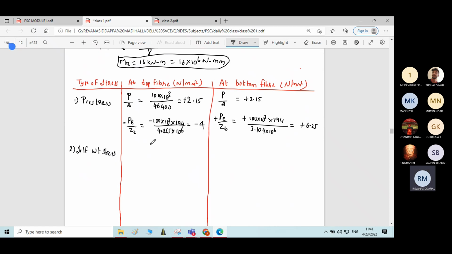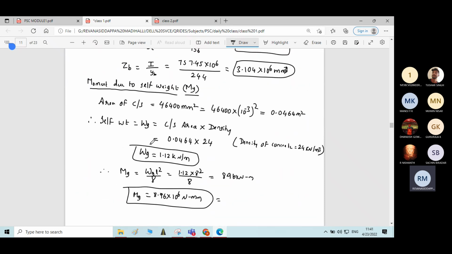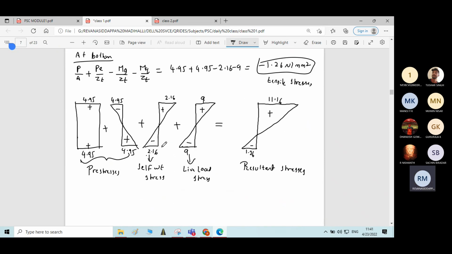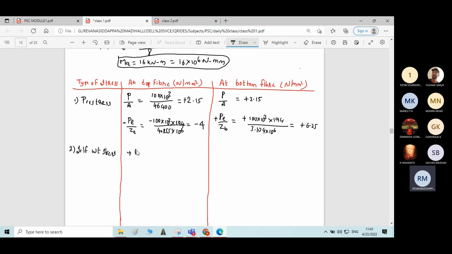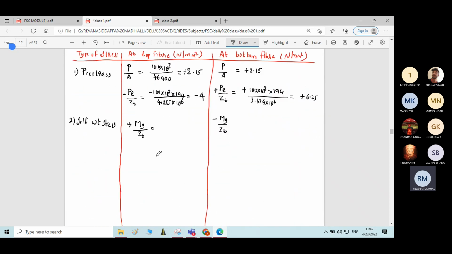How is self-weight stress calculated? What is the formula? If you refer to the sign convention for self-weight, the top fiber has positive sign and the bottom fiber has negative sign. So for top fiber, plus Mg by ZT, and for bottom fiber, minus Mg by ZB. Mg is 8.96 into 10 power 6 divided by ZT, 4.855 into 10 power 6. The answer is plus 1.84.